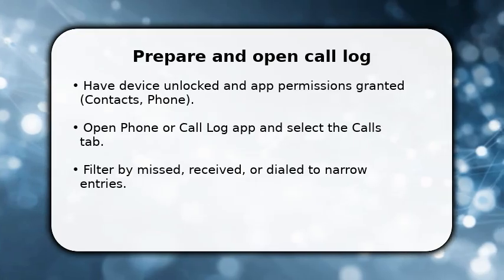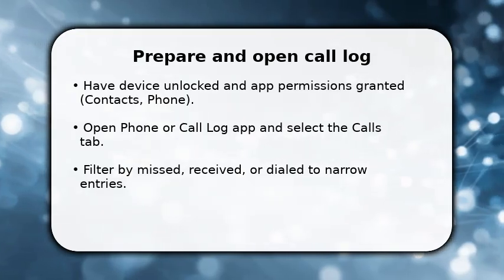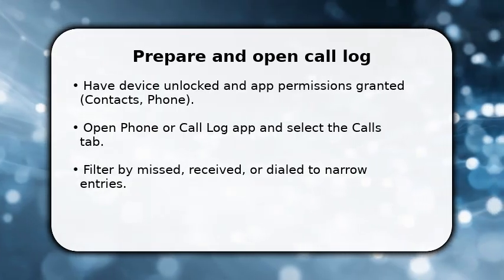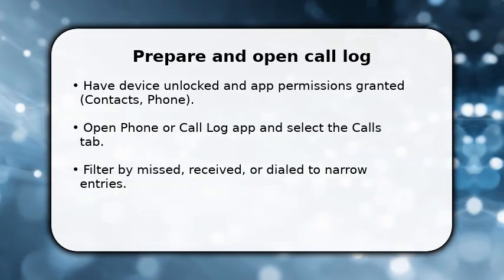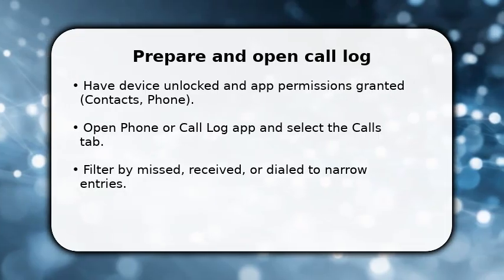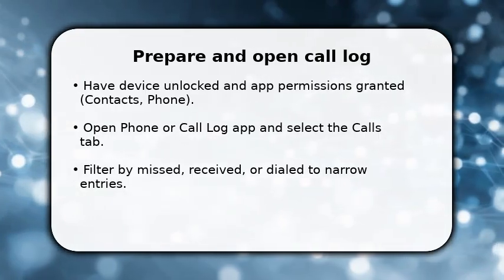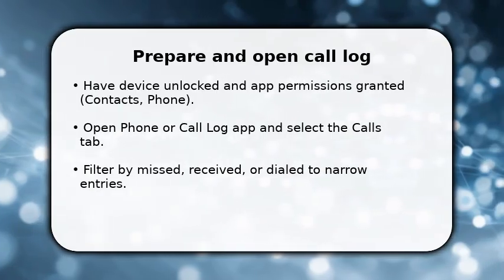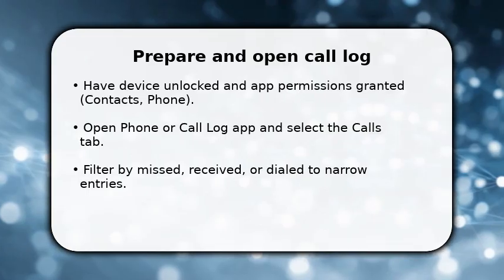You start by confirming permissions and unlocking your device so the call log can show complete details. Open the phone or call log app and tap the Calls tab to load recent entries. This gives a clear place to work. Once done, use the filter control to show missed, received, or dialed calls so you don't scroll endlessly.